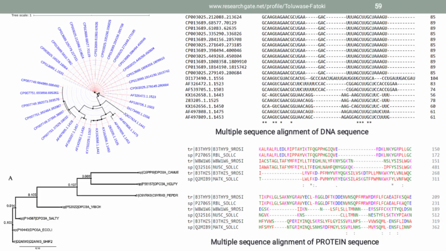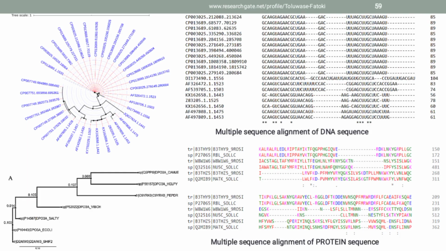Then we have multiple sequence alignment of DNA sequence. That is how it looks like. You can see segments with a star. Those are the areas that are conserved. You can see G, G, G, G, G, C, C, C, C, C, C, C. Then you can see the gap.